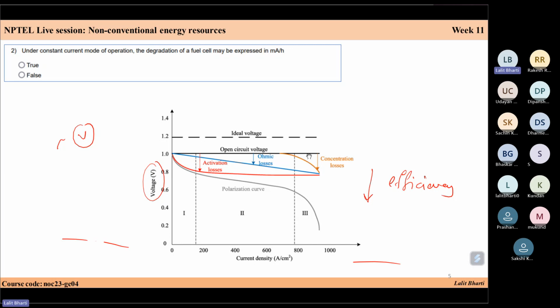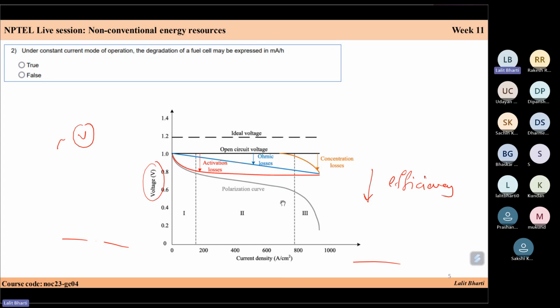Then concentration loss. If you have higher current densities, you will require a higher concentration of electrolytes, or you can say that your flow of electrons will be very fast, because current is basically representing your flow of electrons. If your flow of electrons is very high, the efficiency will decrease after a certain limit. Then there is also activation loss.